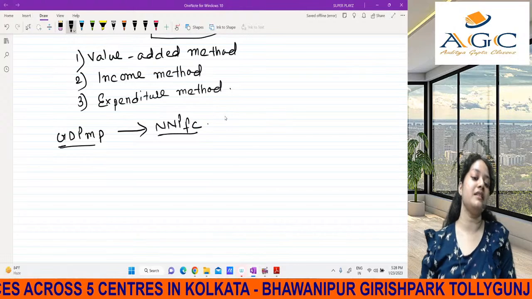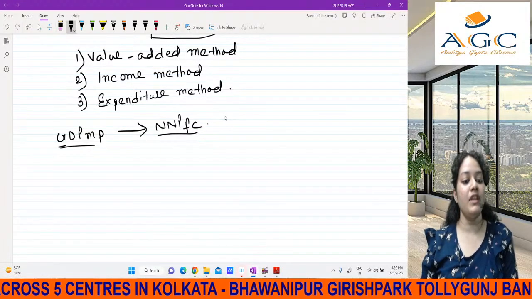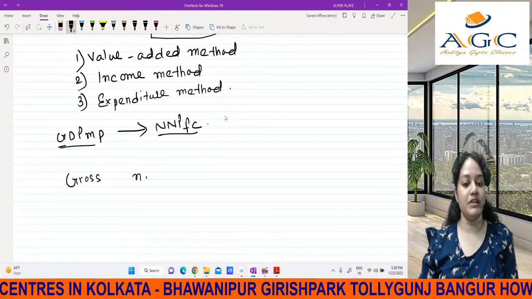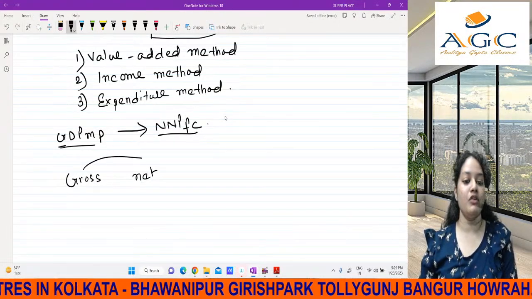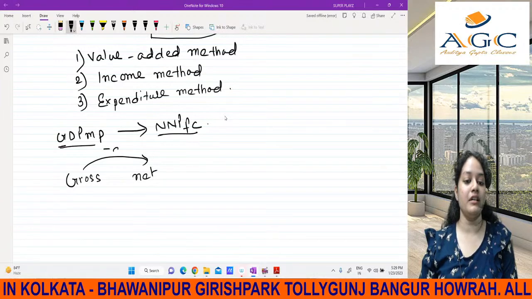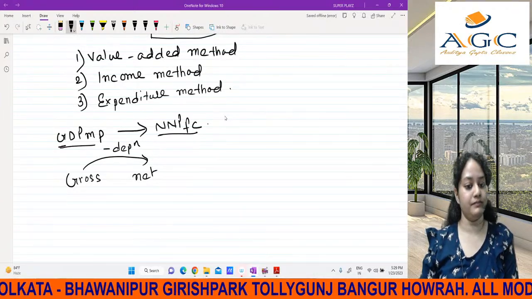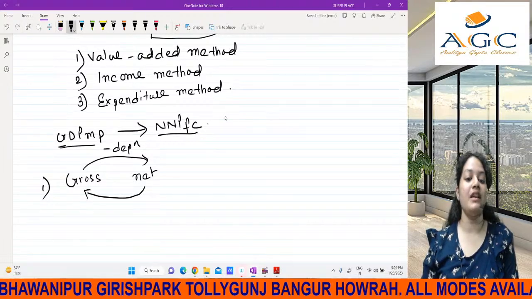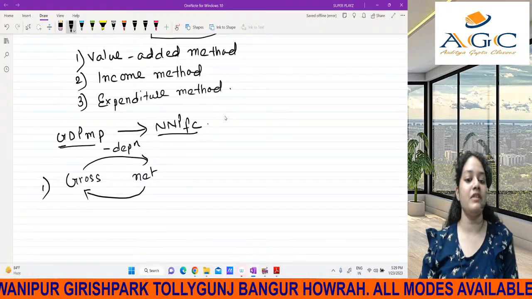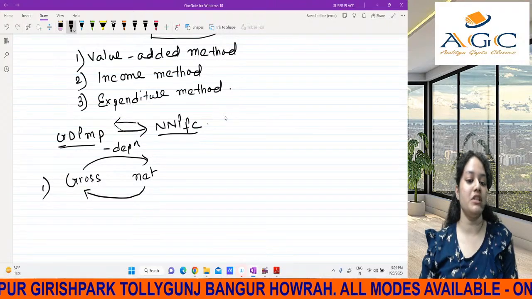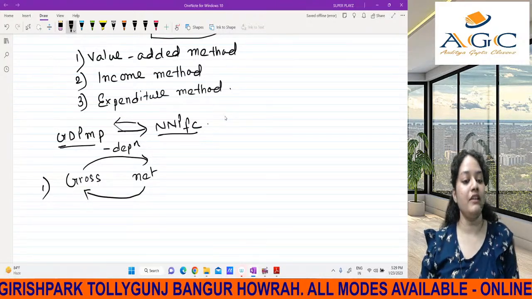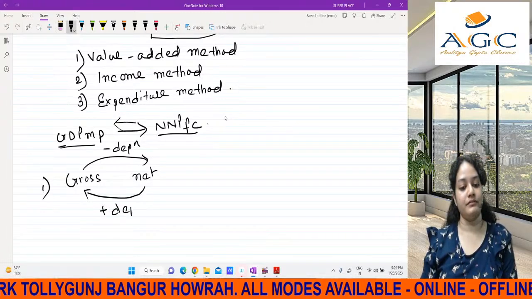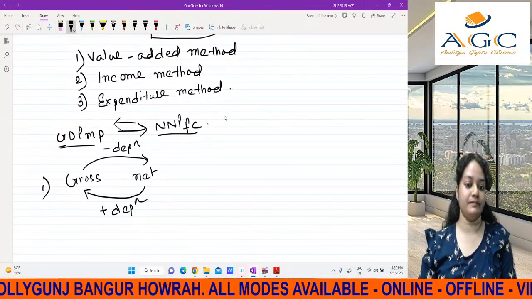So what are the things that we have to do? If we have been given gross and we have to convert it to net, then what do we have to do? We have to deduct our depreciation. Now, this can also happen, that we have been given NNPFC and we have to convert it to GDPMP. So net to gross, what do we have to do then? We have to add our depreciation.